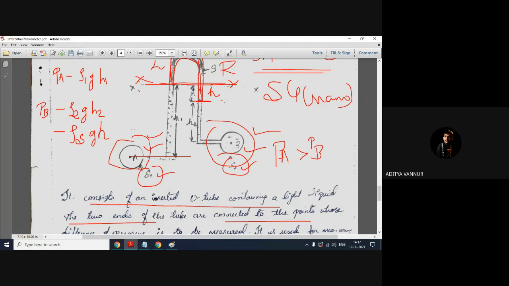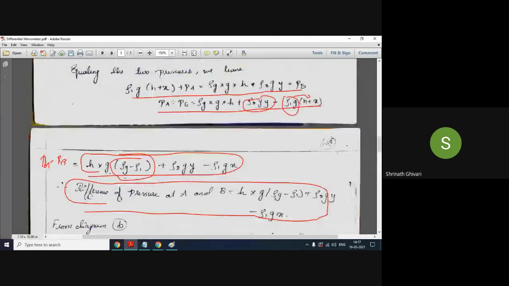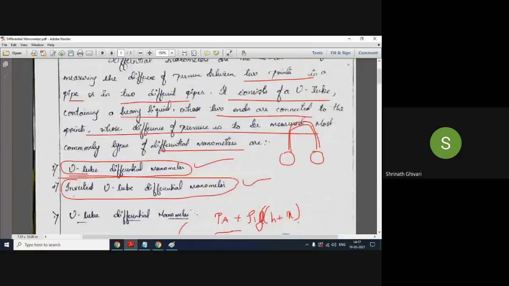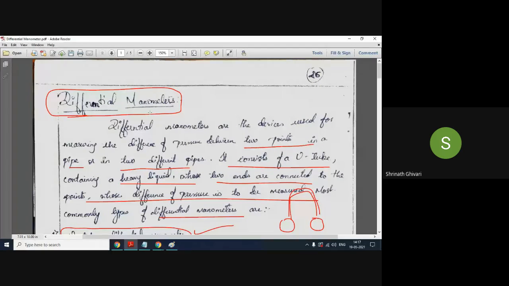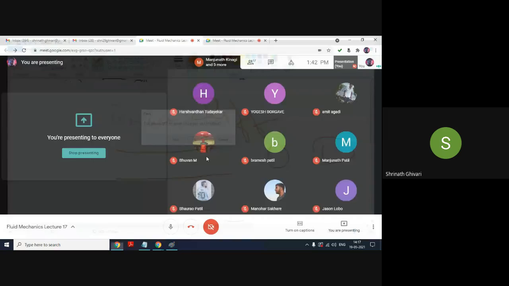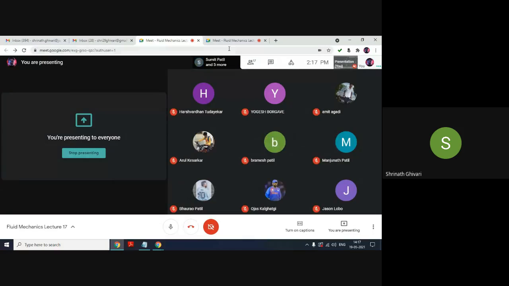Okay, fine. Understood, everyone? These derivations are important because problems will be based on these derivations only. Any doubts? No, sir. Okay. Fine.